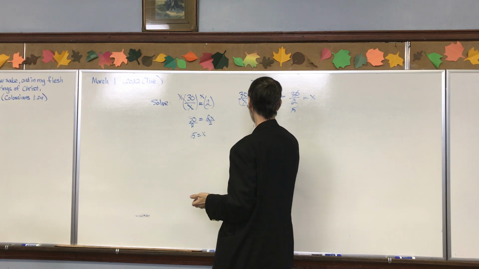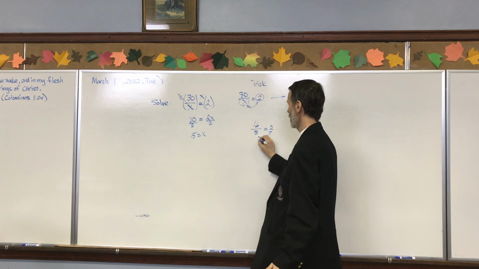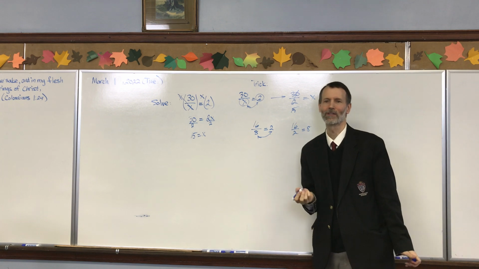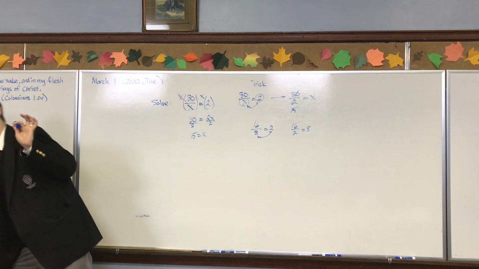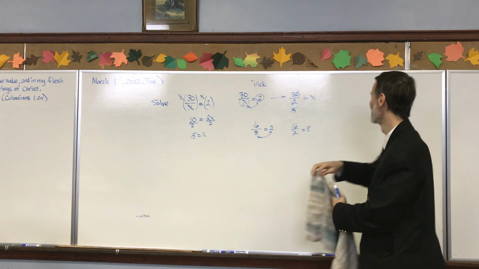Like if I have 16 over 8 is equal to 2, swap them. 16 over 2 equals 8, and it also works. Every single time. So that's actually epic. But wait, there's more.